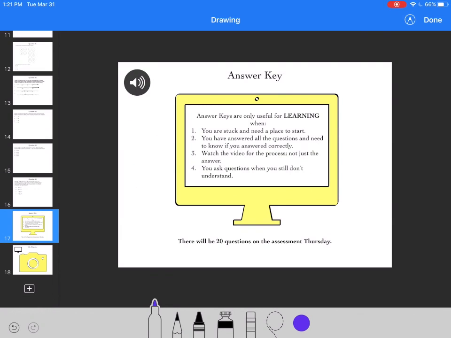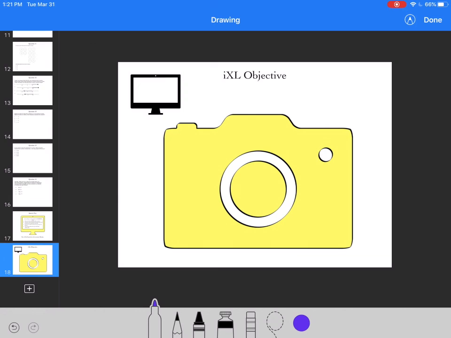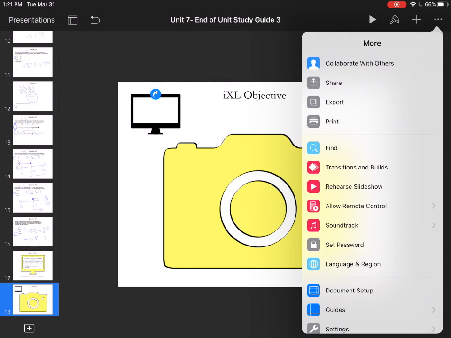Now you're going to go ahead and get on and do your IXL objective for this lesson. Make sure you export it as a PDF. So that means you're going to hit these 3 buttons, hit export, and then put it in as a PDF.